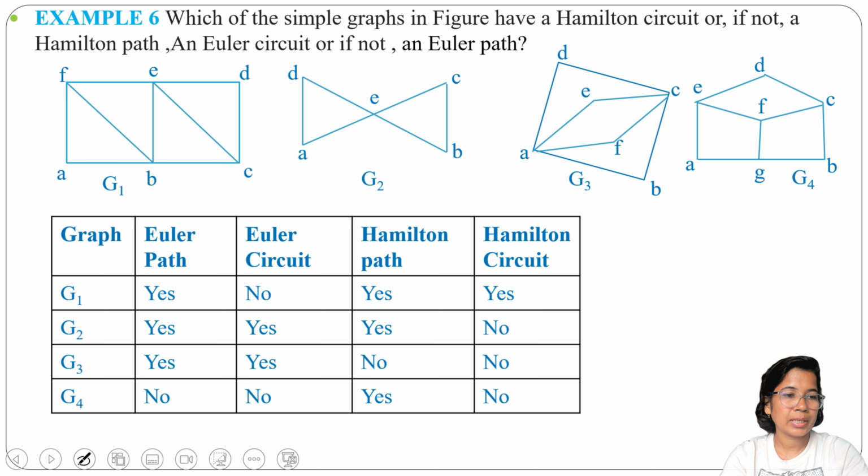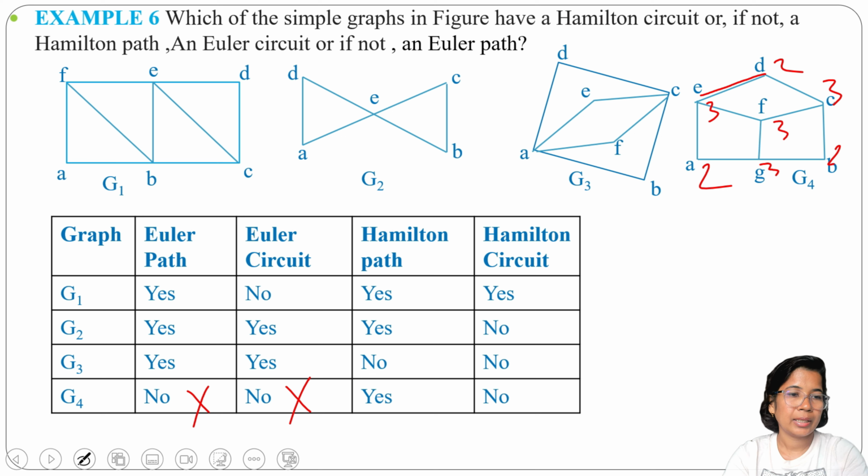Next check G4. First I will find the degree of all vertices. E degree is 3, D degree is 2, 3, 2, 3, here 3, here 2. There are 4 vertices whose degree is odd. For an Euler path, there should be exactly 2 vertices whose degree is odd, so that we can start from one vertex and end at the other. All degrees are not even, so an Euler circuit doesn't exist. So for G4, both an Euler path and Euler circuit don't exist. Now check the Hamilton path. Suppose we start from D, E, F, C, B, G, A. Yes, a Hamilton path exists, but not a Hamilton circuit.